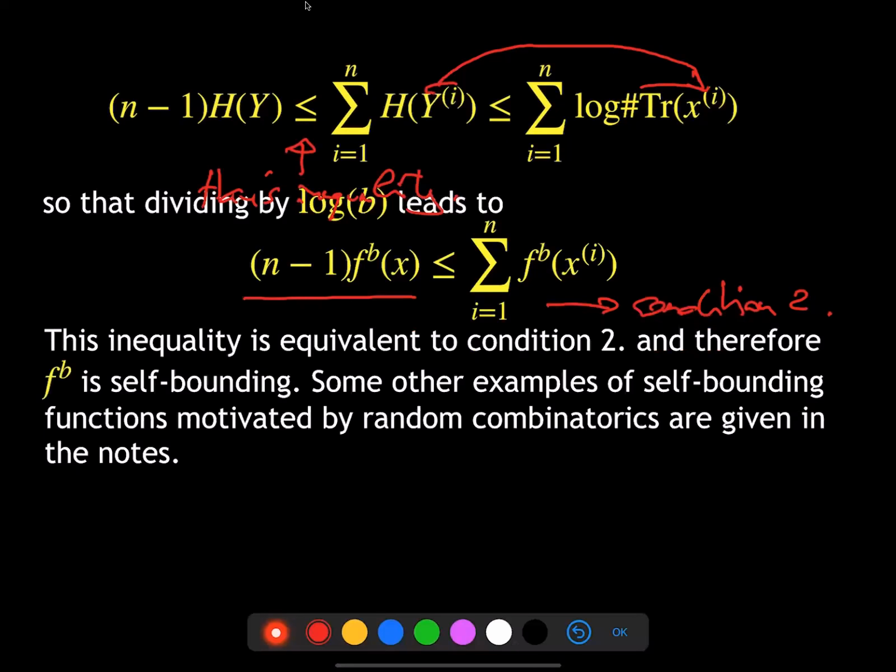As you see, it's a very surprising use of Han's inequality, which itself derives from subadditivity of entropy. So you see that subadditivity of entropy leads to the fact that some strange quantities fulfill the self-bounding condition. In the notes, you will see that some other quantities that come from random combinatorics are also fulfilling this self-bounding condition.